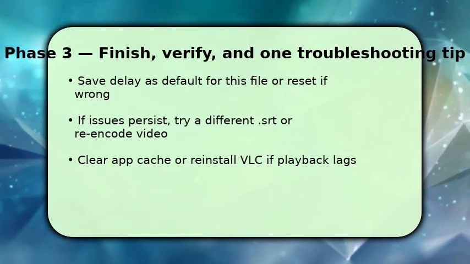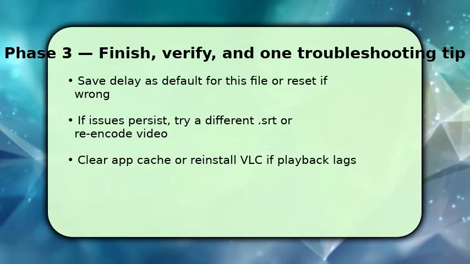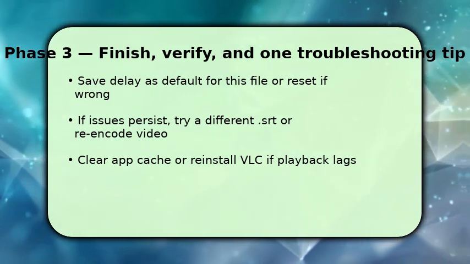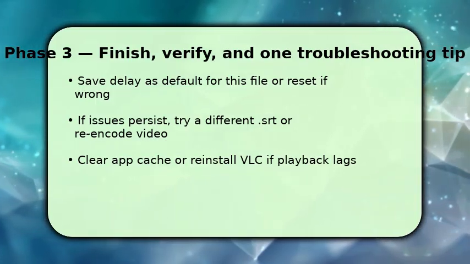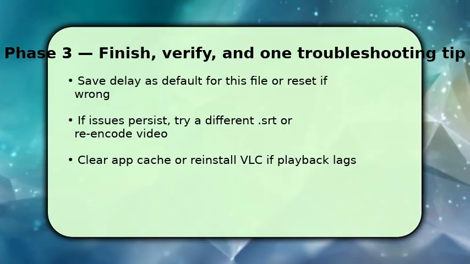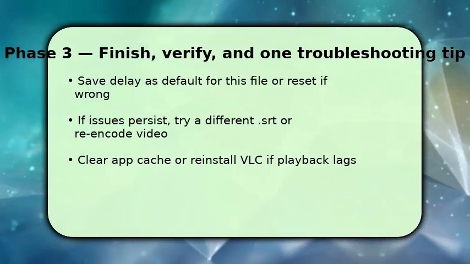Finally, when timing matches speech, save the subtitle delay or let VLC remember it for this file so you don't repeat the work. If the sync still drifts, swap the subtitle file or re-encode the video to a common frame rate. Mismatched frame rates cause progressive drift.